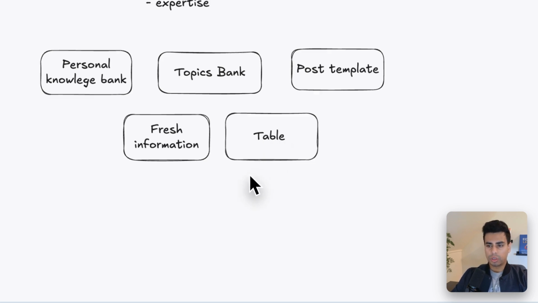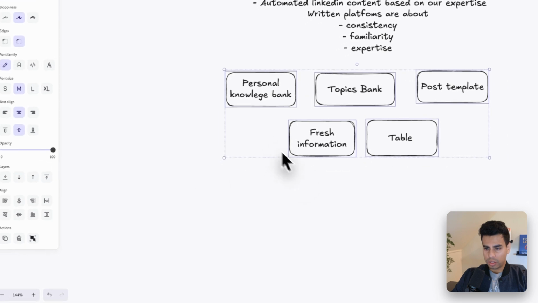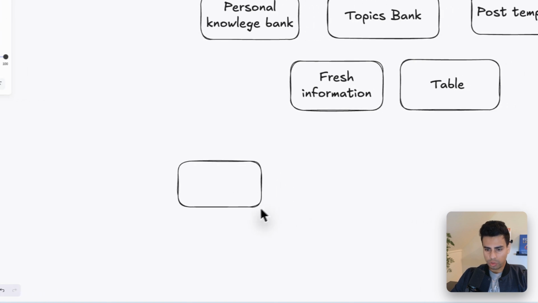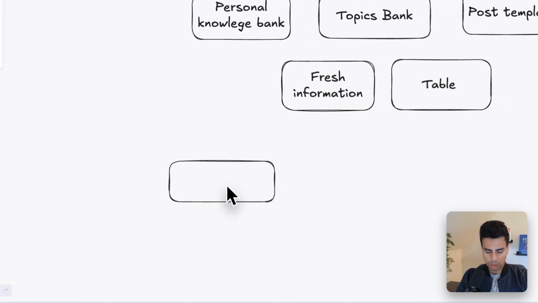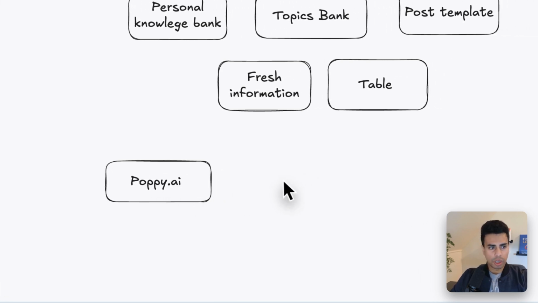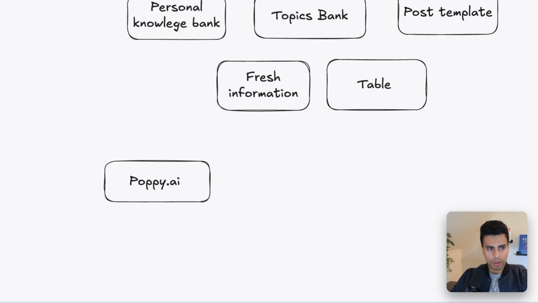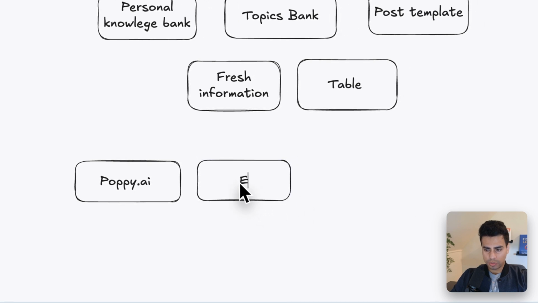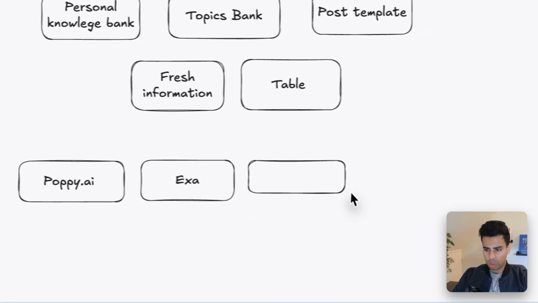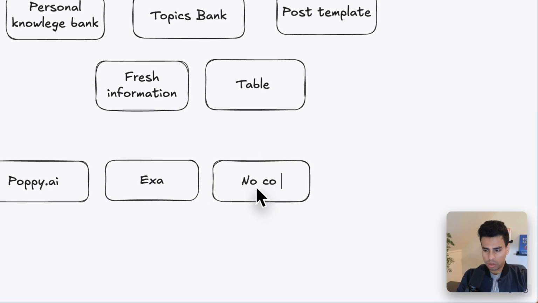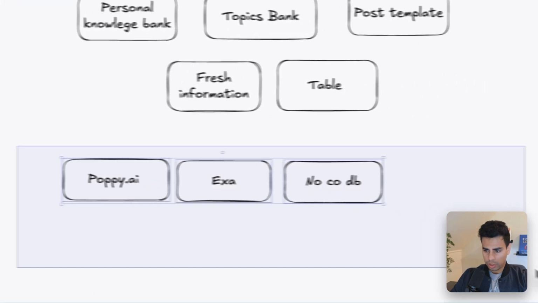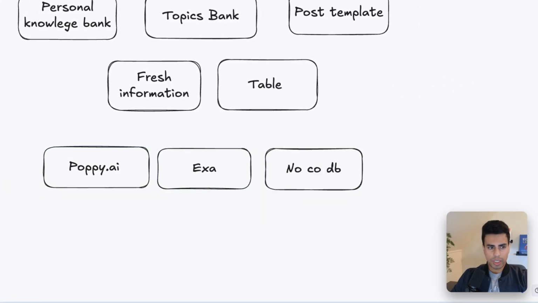Okay, so we know what we kind of need. Now, what should we use for this stuff, right? Okay, so for the personal knowledge bank, I've been using this thing pretty often and I like it a lot. So I'm going to use Poppy AI for the personal knowledge bank, I think. And for the fresh information, I'm going to be using Exa. And the table, I'm going to be using NocoDB. And for the AI model, we can just use OpenAI, but I'll just leave it here, all right? Okay. So we know our tech stack right now.